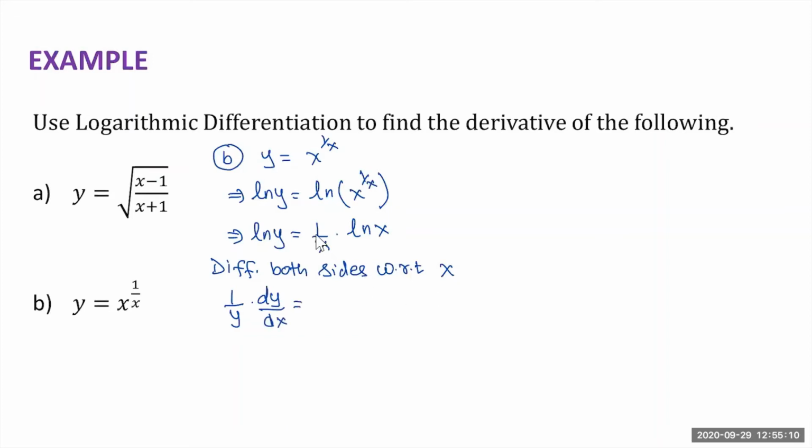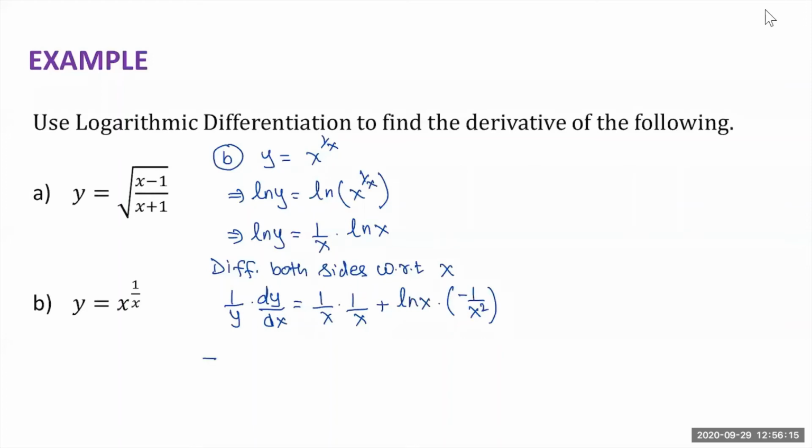Now here on the right hand side, we have the product. So we are going to use the product rule. Product rule says first function 1 over x multiplied to the derivative of second. Derivative of natural log x is 1 over x. Then plus the second function, which is natural log x, multiplied to the derivative of first. Derivative of 1 over x is negative 1 over x squared.